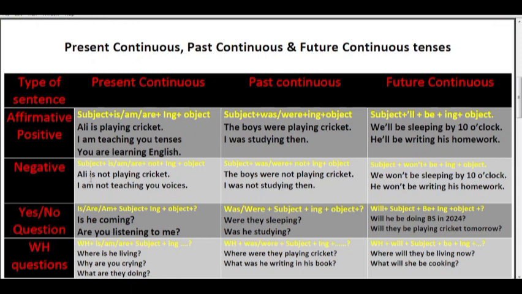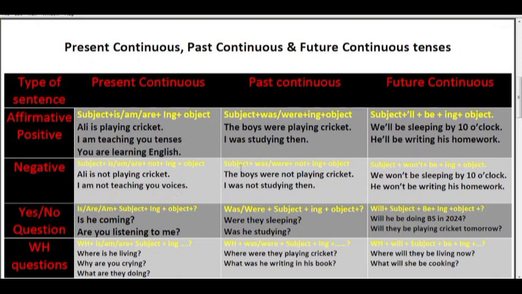For making negative sentences, we introduce not after helping verbs. So here we have subject, then the helping verbs is, am, or are, then not, then the ing form, and then the object. For example, Ali is not playing cricket. I'm not teaching you voices.